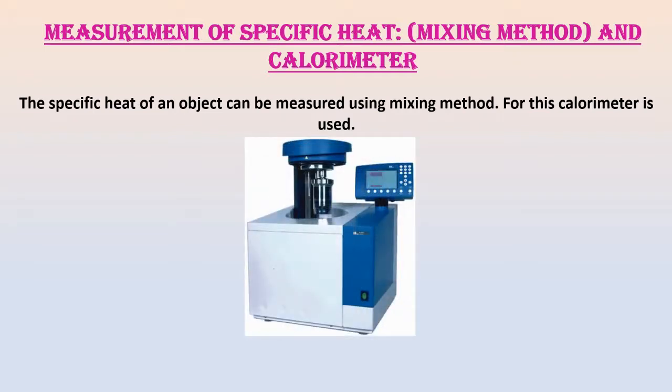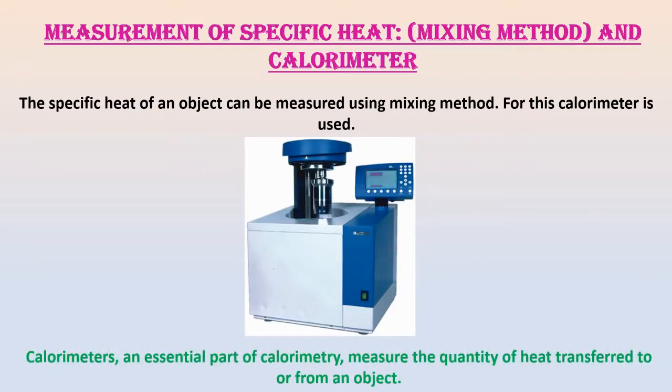The picture is displayed on the slide. Calorimeters are an essential part of calorimetry, measuring the quantity of heat transferred to or from an object. So these calorimeters are used to measure the heat exchange between objects. Over here we can see a display and buttons, and there is a box, and the objects are placed inside the box, and these calorimeters are used to measure the specific heat capacity.